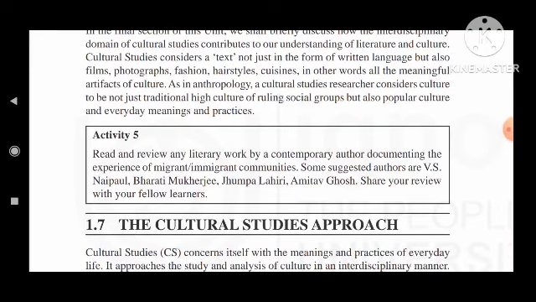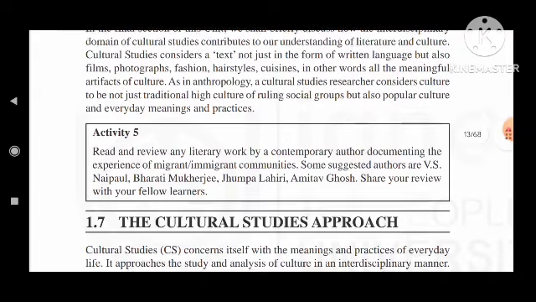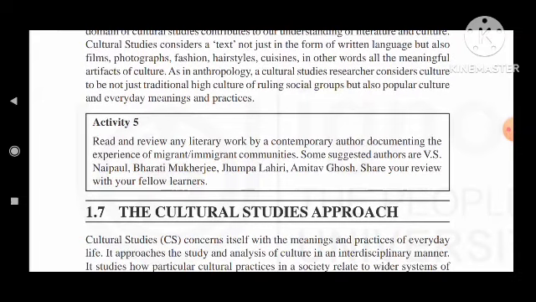Cultural studies considers not just written language but also films, photographs, fashion, hairstyles, cuisines, in other words, all the meaningful artifacts of culture. As in anthropology, a cultural studies researcher considers culture to be not just the traditional high culture of ruling social groups but also popular culture and everyday meanings and practices.